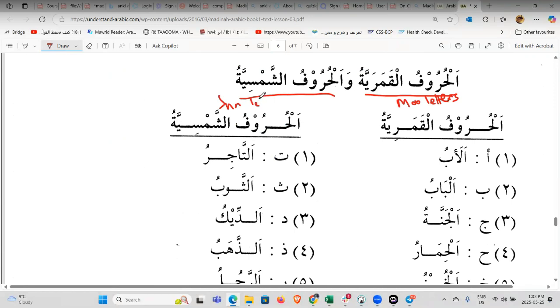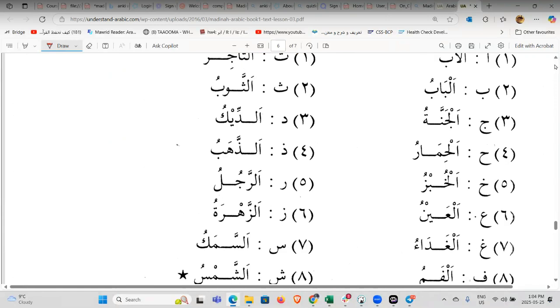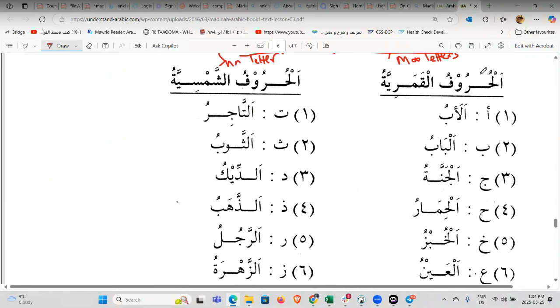One thing you notice, even right here, is that when we say ash-shamsiyya, there's a shadda here, and we're not pronouncing the lam. When we say al-qamariyya, we're pronouncing the lam, and there's no shadda on the qaf. So meaning qaf is a moon letter, and shin is a sun letter. But we'll get a longer list. So these are all the letters that are moon letters, and all the letters that are sun letters.